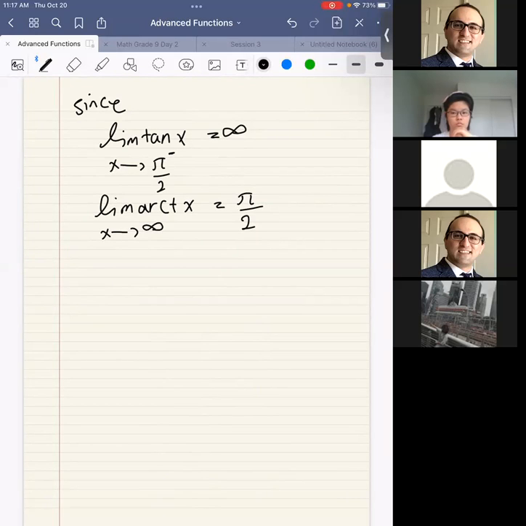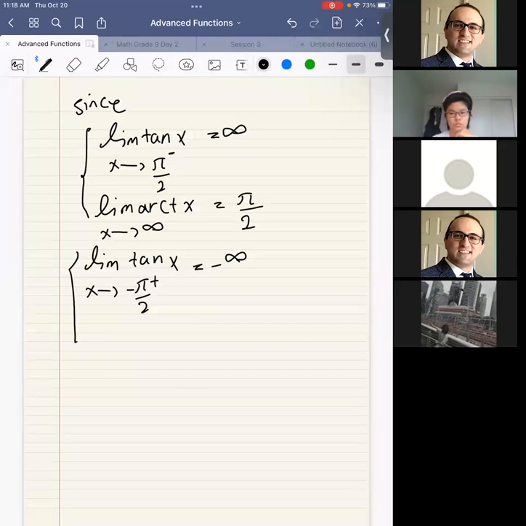So more precisely, the limit of tangent of x when x approaches minus pi half from the right-hand side is minus infinity. So that means the limit of arctan of x when x approaches minus infinity is minus pi half.